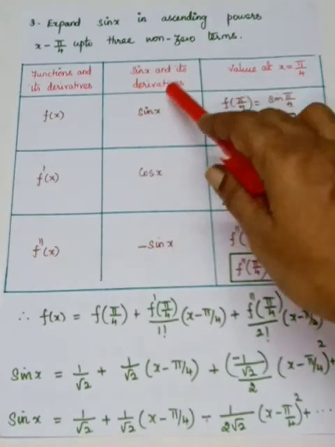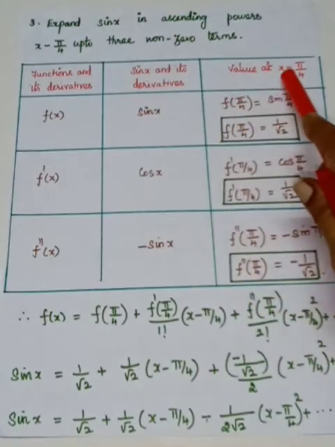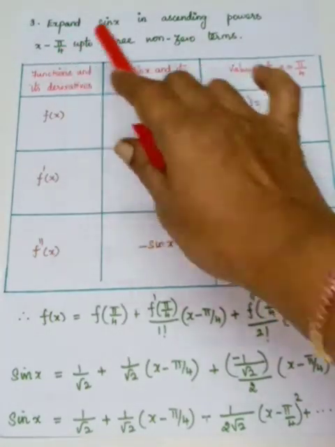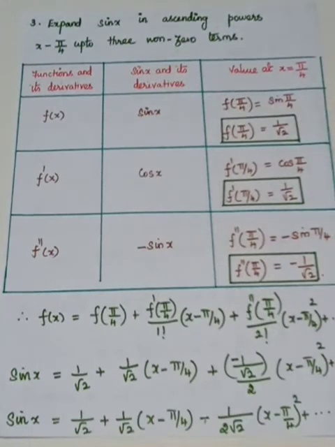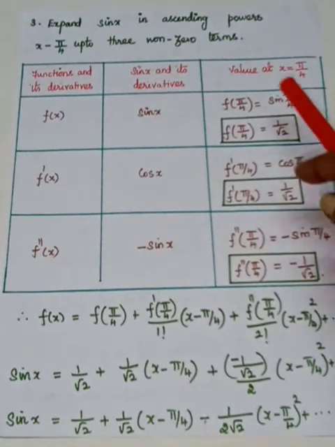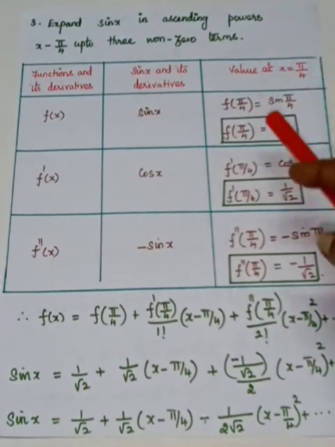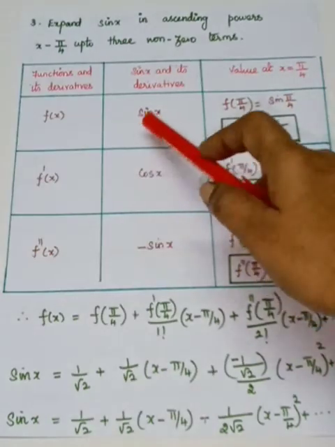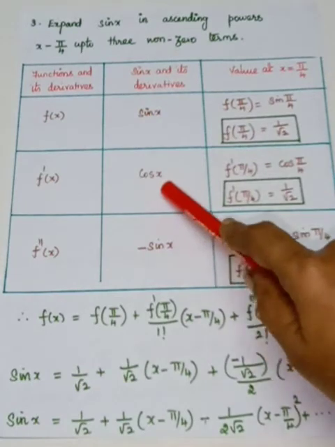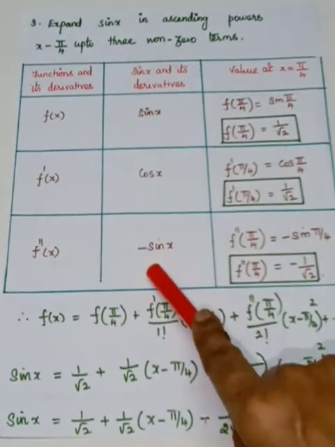So sin x and its derivative, value at x is equal to pi by 4. Okay, so the x minus pi by 4 term has to come. So you have to write the ascending powers of x minus pi by 4. Therefore, for that we need the value at x is equal to pi by 4. So first sin x, if you differentiate sin x, that is cos x. Cos x if you differentiate, it is minus sin x.